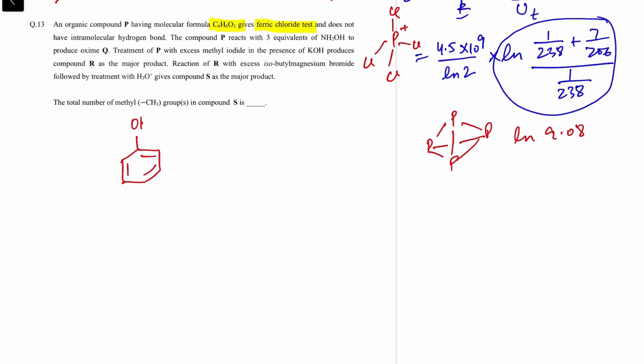So if this is OH and the molecule does not form intramolecular hydrogen bond, then two OH groups cannot be ortho with respect to each other. Otherwise, they would be engaged in intramolecular hydrogen bonding.